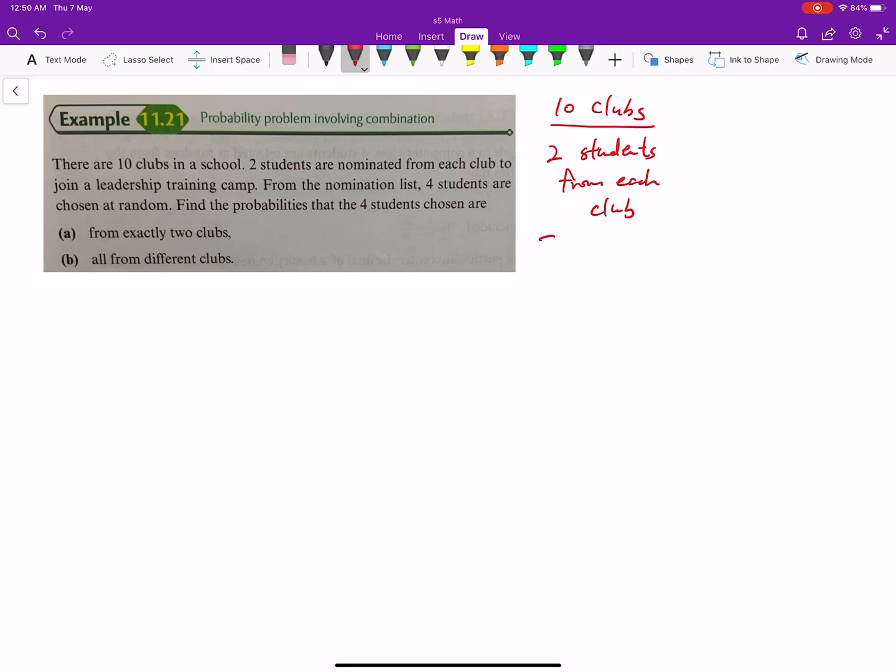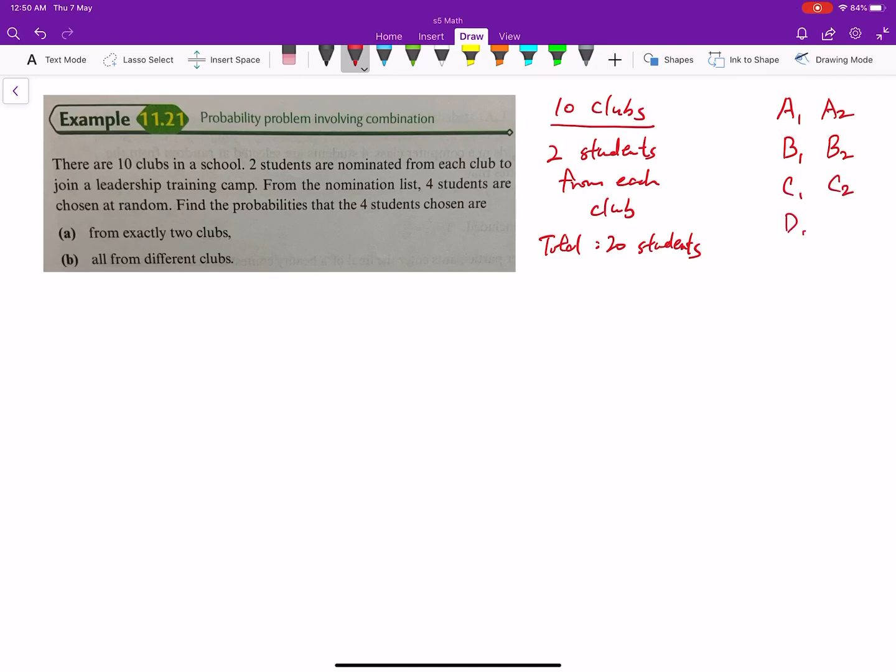So in total, we will have 20 students. If we use A to represent club A, then you have 2 students selected from club A, so you have A1, A2. This represents those 2 students nominated from club A. And then similarly, we get B1, B2, C1, C2.